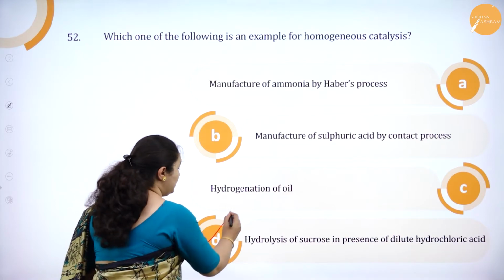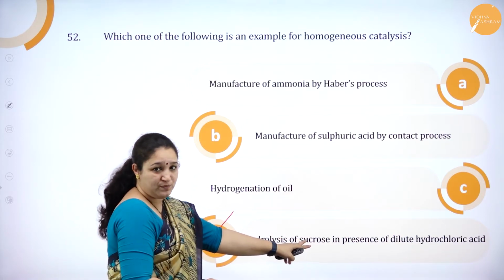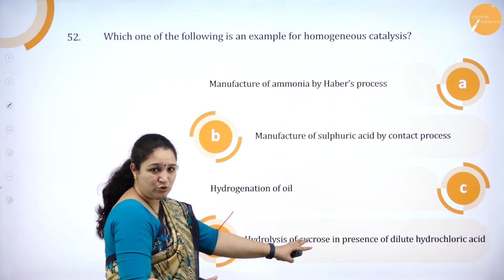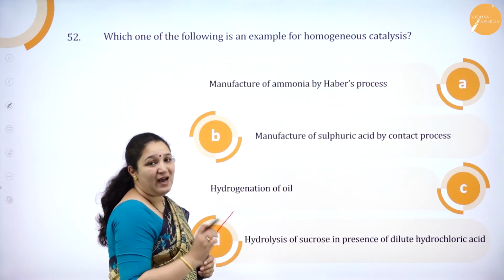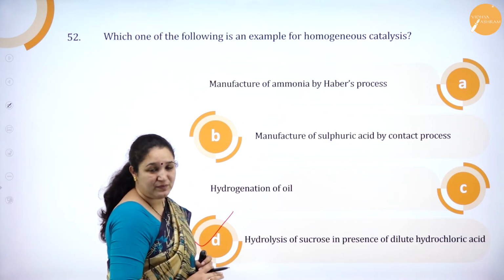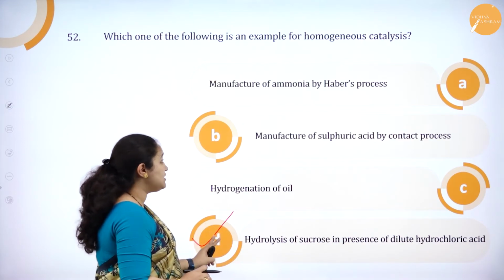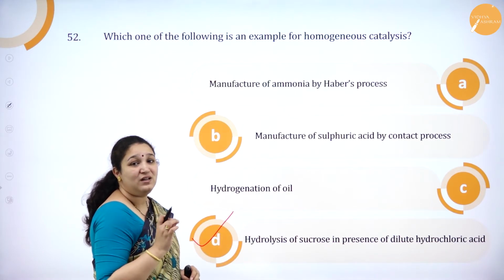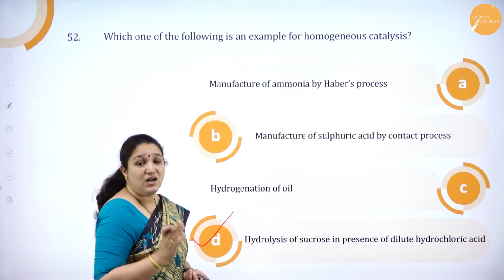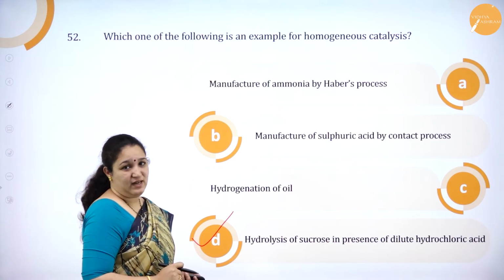It should be option D, hydrolysis of sucrose. Sucrose is in the form of a liquid sugar solution. For that you add dilute HCl. There is hydrolysis which will happen, isn't it? Thus, this is the one which is homogeneous catalysis, in which all are in the liquid state. So thus, option D is the correct answer.